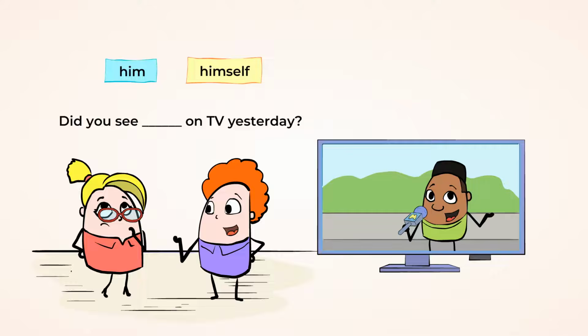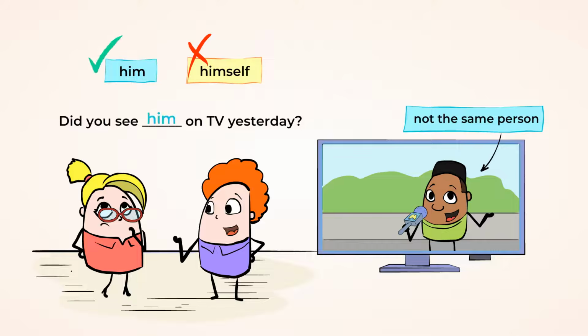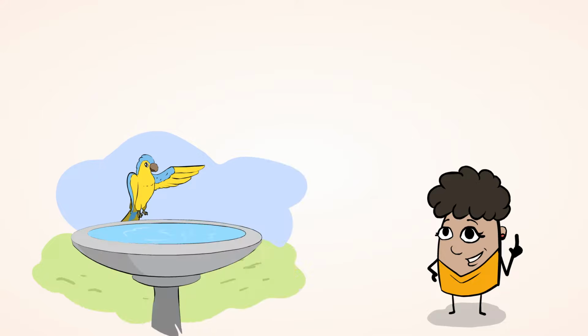Because we started by saying you, but the person later in the sentence is Will. That's not the same person. We can't use a reflexive pronoun here, just a normal one. Did you see him on TV yesterday? He's famous. Let's try one more together.